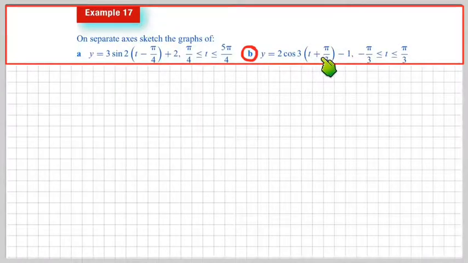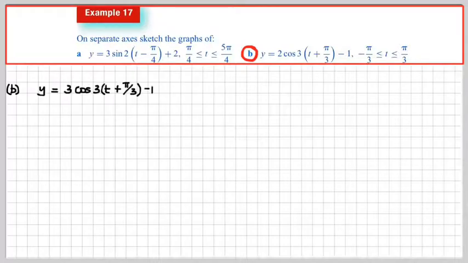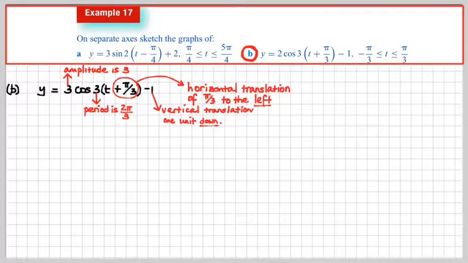Vertical translation again, so let's just summarise it. What's the period of this thing? The period is 2 pi over 3, and it's got a span of 2 pi over 3. It's another one cycle wonder. So what do we have? An amplitude of 3, a period of 2 pi over 3, a horizontal translation of pi on 3 units to the left, and a vertical translation of 1 unit down.